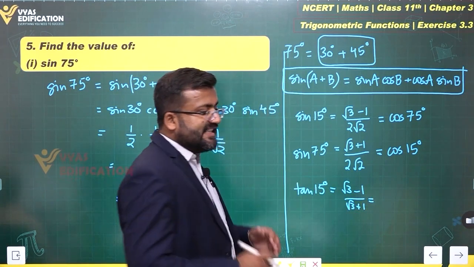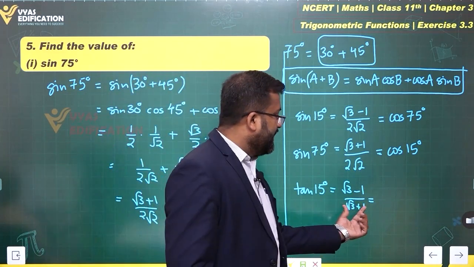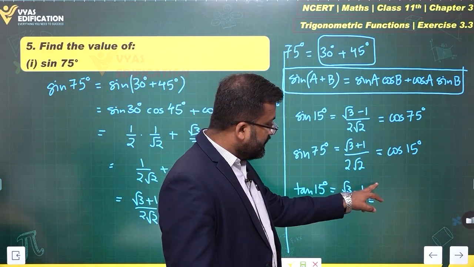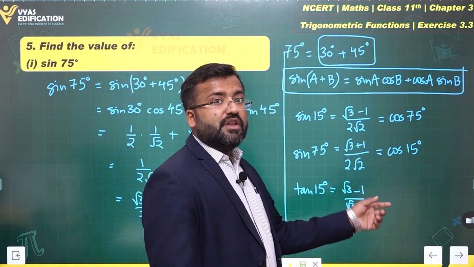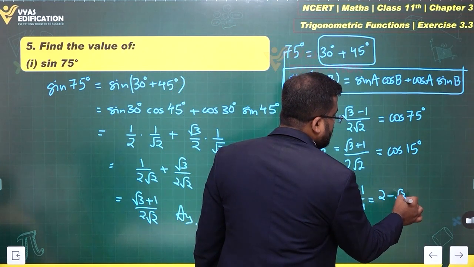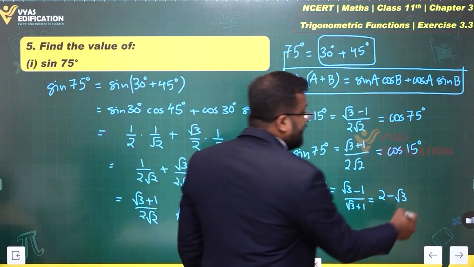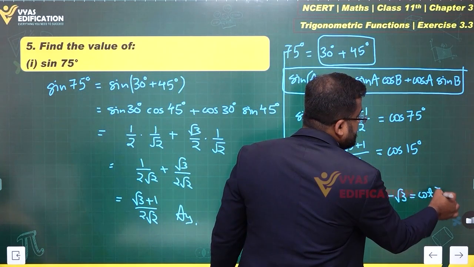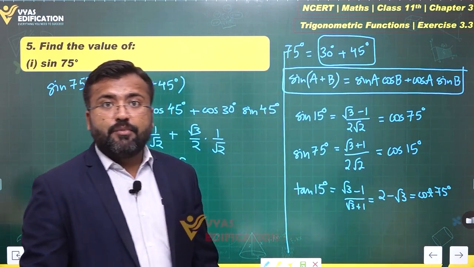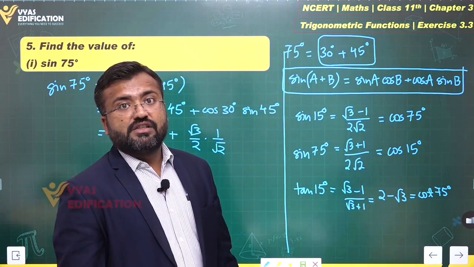The important thing is that you can further simplify it by rationalizing the denominator. By rationalizing the denominator, what you will get is root 3 minus 1 whole square upon 2, and this will further convert to 2 minus root 3. You can simplify that further, right? This is another value. But tan 15 degree can also be equal to cot 75 degree, right? So if you ever see cot 75 degree, will you be able to tell the value now? Yes, you will be able to tell the value now with the help of this.